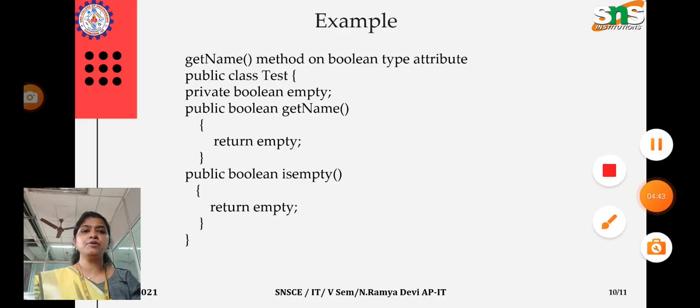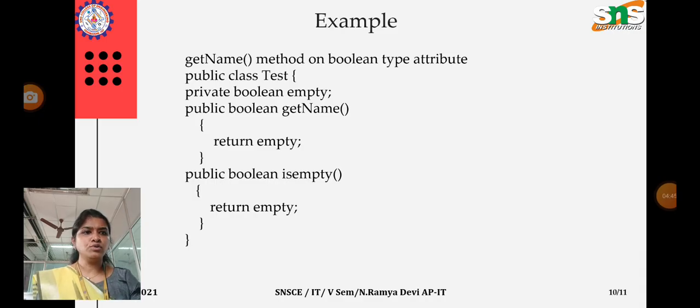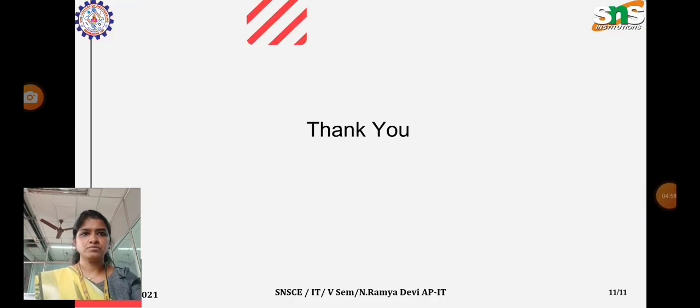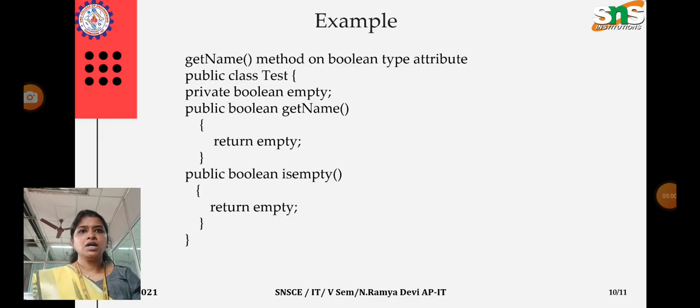And this is an example of a getName method on a Boolean type attribute: public class Test, private boolean empty, and public boolean getName and isEmpty is the Boolean method. So here there is a class called Test. It has a boolean variable empty, set as private, and a public boolean getName. It returns the name, and if the boolean is empty, it will return empty.